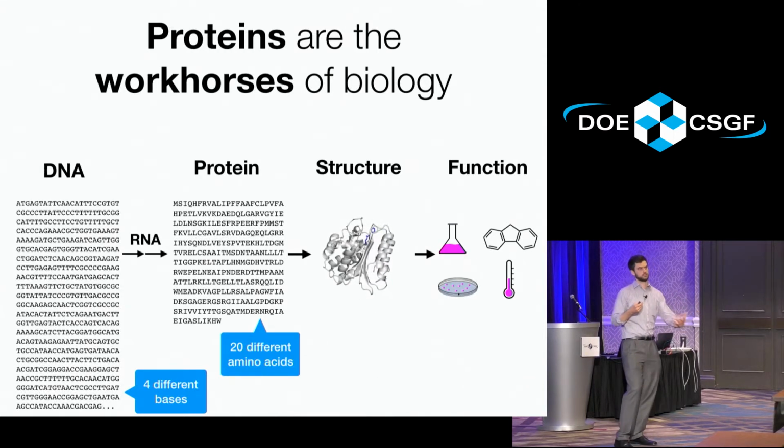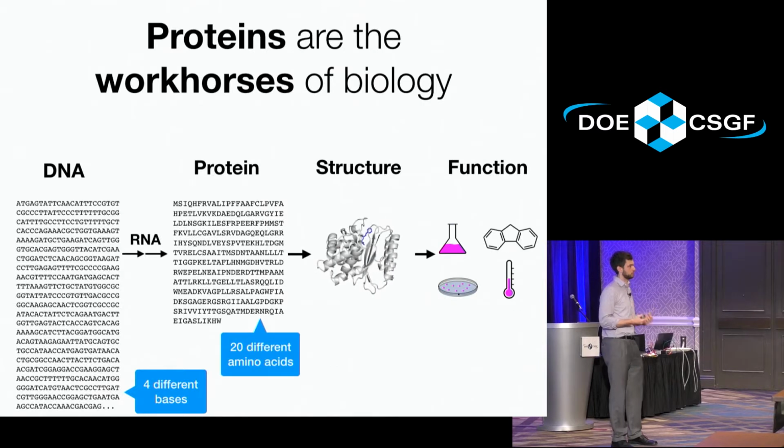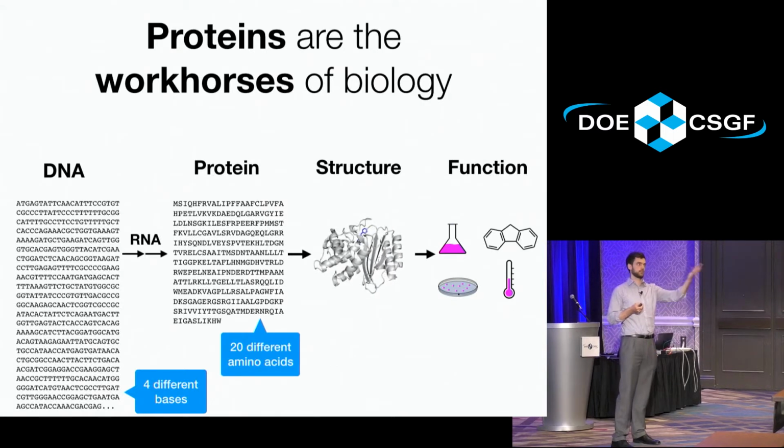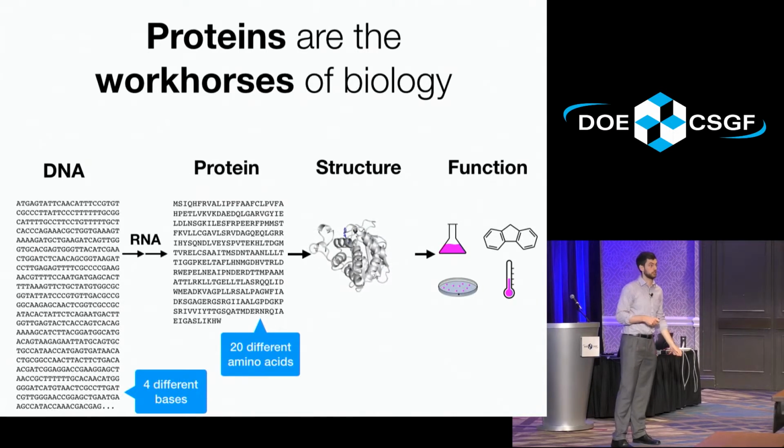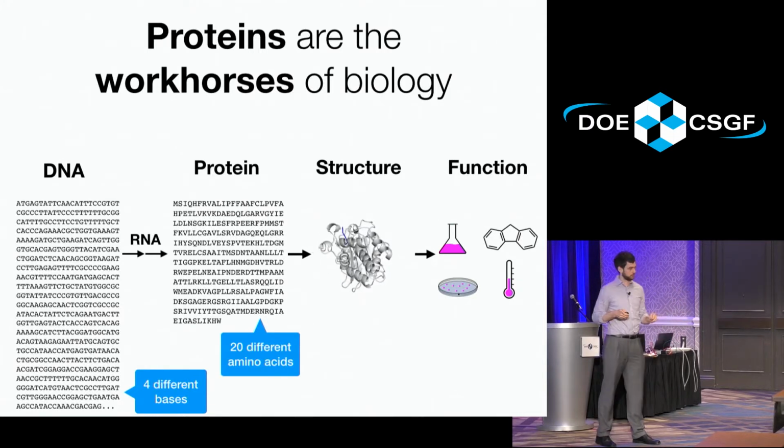They're the things that digest the food and take in the energy that we eat. They take light in, and our eyes use proteins to see what's in front of us, and proteins take in the light from the sun for plants to turn it into energy. They're the things that do stuff in the cell.